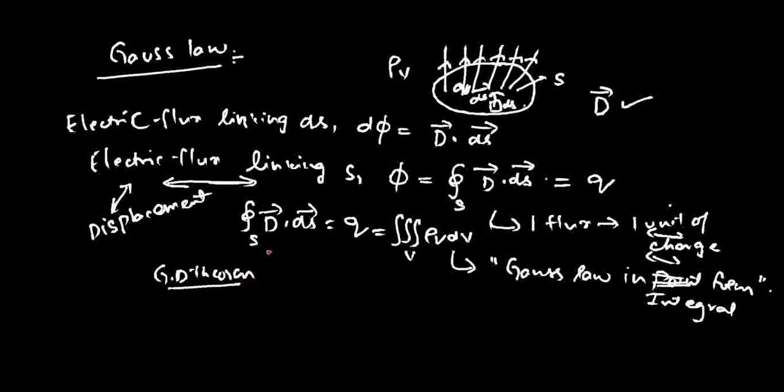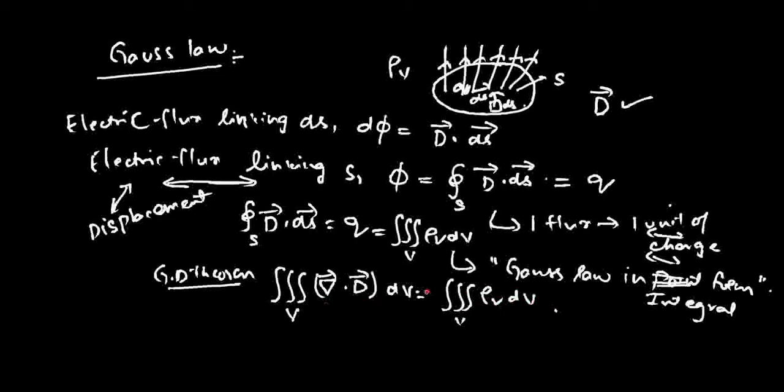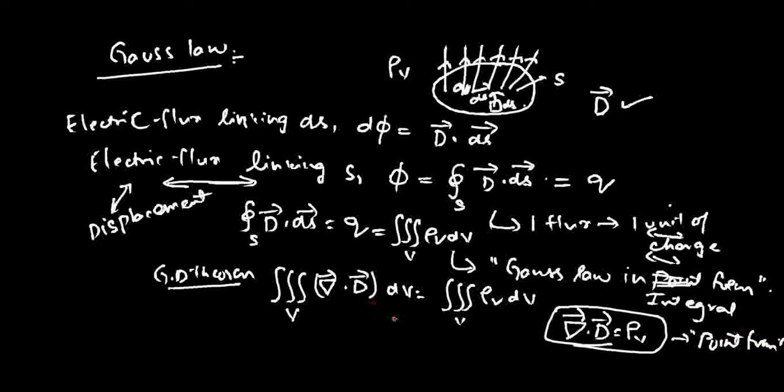When you apply Gauss divergence theorem, we know surface integral gets converted to volume integral. So triple integral. This is volume integral of del dot D dv is equal to volume integral of rho v dv. So the same volume in both LHS and RHS. So you get del dot D is equal to rho v. So this is Gauss law in point form. So you can represent Gauss law in integral form or point form.